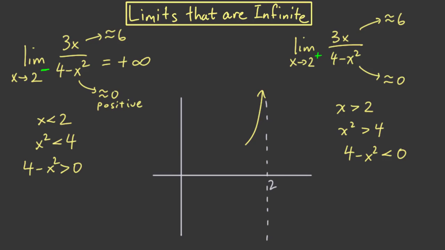So with the numerator near 6, we've got a denominator which is small but negative. And that means the quotient is large and negative. And this limit from the right is then minus infinity. And the graph is going to look like this, just to the right of 2.